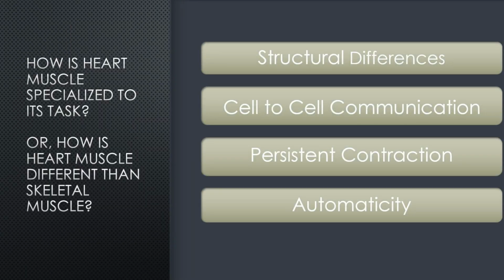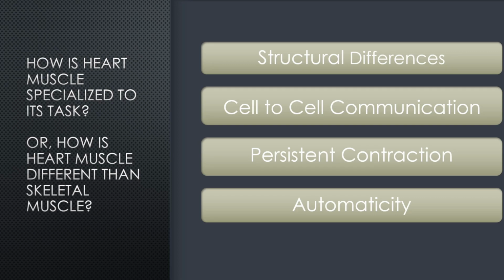Finally, we're going to talk about the idea of automaticity. Automaticity is the idea that a cell will depolarize on its own without any outside input. Of course, skeletal muscle can't do this. If it did, you would regularly punch yourself in the face.